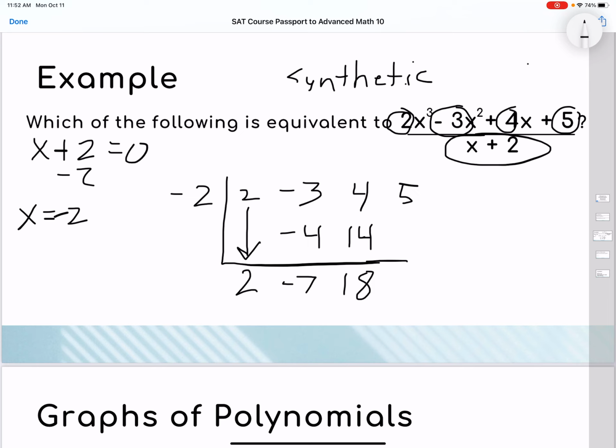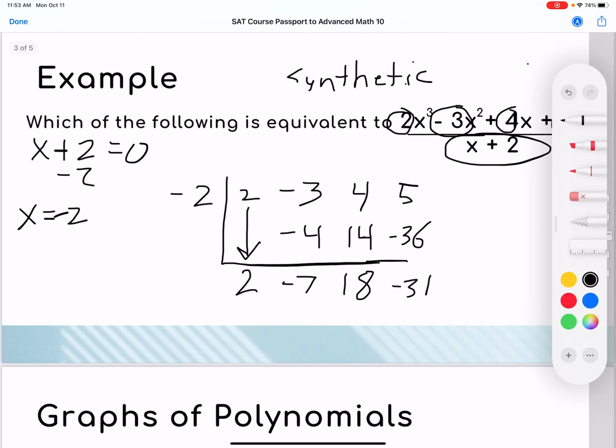And then one more time, that negative 2 will be multiplied by the number down there, which is 18, which will yield negative 36. Then those will be combined again one last time by addition, and you'll be left with negative 31. So now the important part to remember is that when we divide synthetically like this, the highest exponent will now be one lower than it was in the original numerator polynomial.